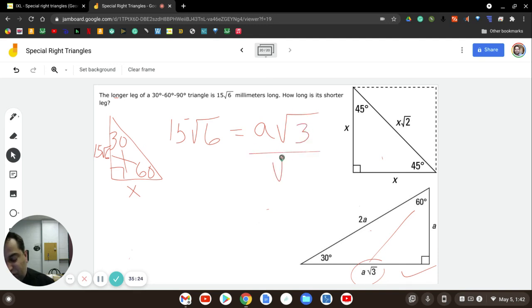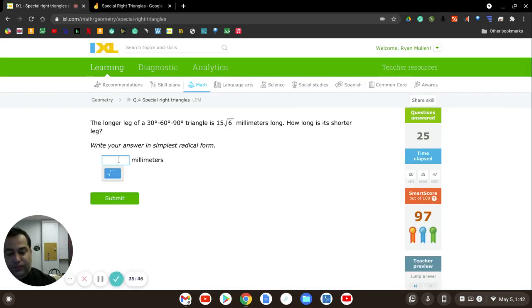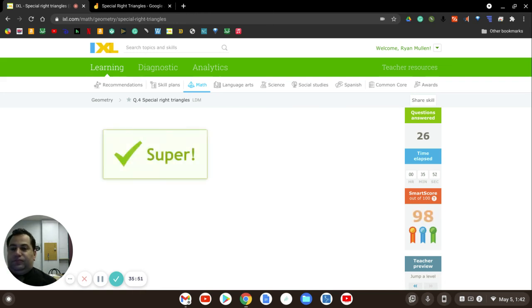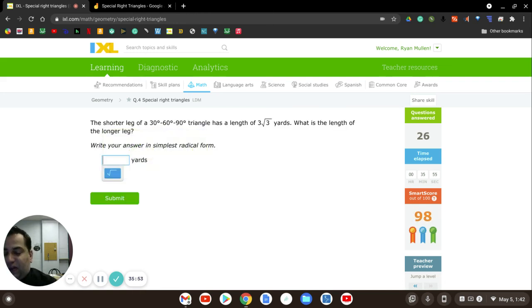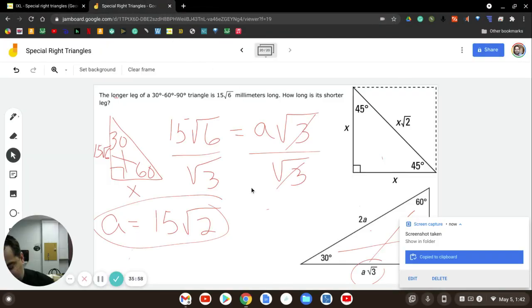Divide both sides by the square root of 3. Cross off what they have in common. Then I'm left with a equals 15, and then 6 divided by 3 is 2, so square root of 2. Now, what am I looking for? I'm looking for the side opposite 30, which is a. Well, a is 15 square root of 2. All right, I think there's 2 more. We've come this far. We didn't come this far to only go this far.